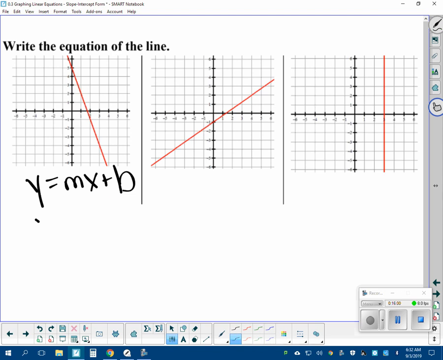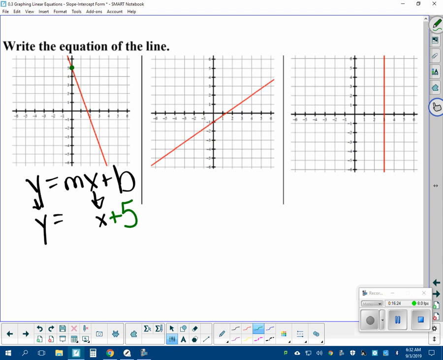Same as when we sketch them out, we start with it. When you write the equation, y is always going to stay y. That's not changing. X is always going to stay x. That's not changing. But find your b. So where does this red line cross your y-axis? Well, I'm seeing that happen at 5. So that means I'm going to write plus 5. Don't forget to put a sign here. If it's positive 5, plus.